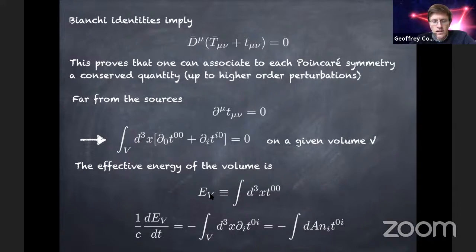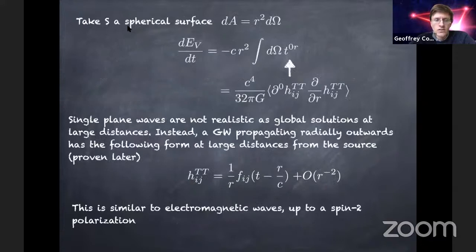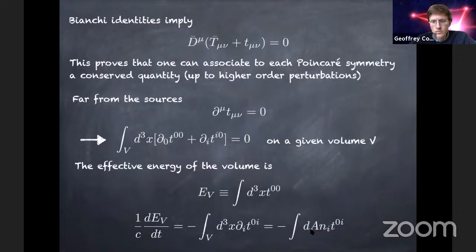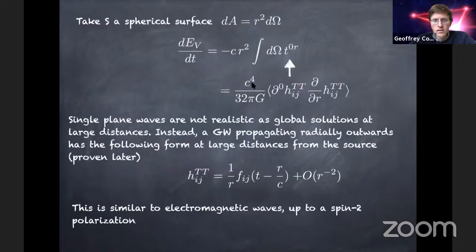So you have this equality. We can define the effective energy of the volume to be this one. And it obeys a flux balance law. The time derivative of it, which is d zero here, is one over c dt, is given by the right-hand side, which is a surface type integral of the zero i component. So let's take a surface, which is a spherical surface. So the area element is r squared d omega. So the change of the energy in a given volume is given by the T zero r component. So it's this one. The unit normal now is along the r direction, with the minus sign and with the r squared here.